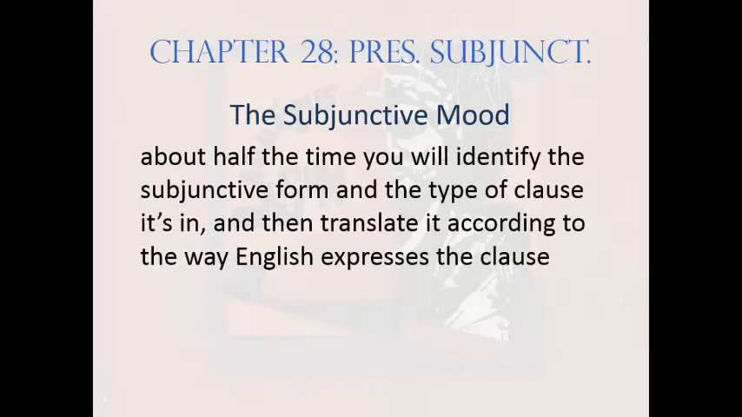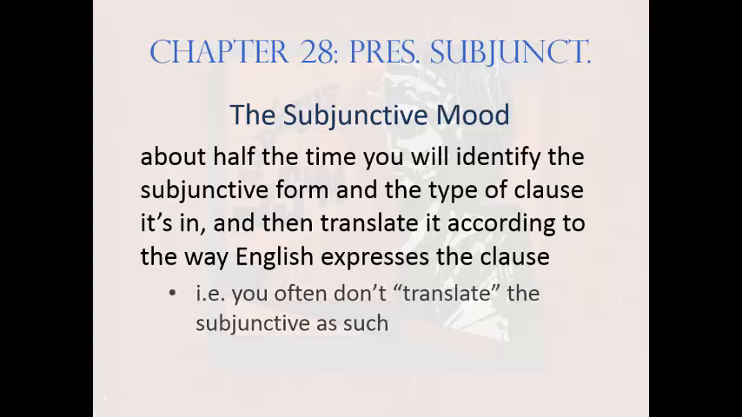The reality is that much of the time you'll just look at a Latin verb, identify it as subjunctive, figure out the type of clause it's in, a clause you've learned takes the subjunctive, and translate it the way English expresses that type of clause. In other words, you won't translate the subjunctive as such. Why? You can't. English doesn't have a fully operative subjunctive. It did once, but our subjunctive today is only the faintest heartbeat of an all but dead form.